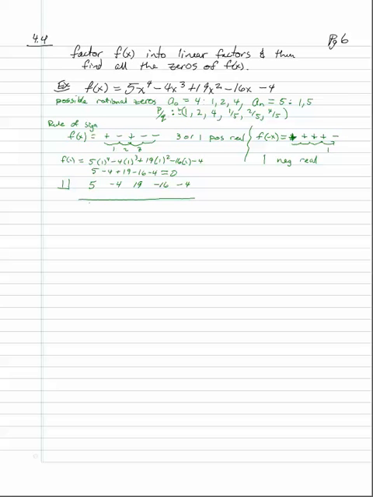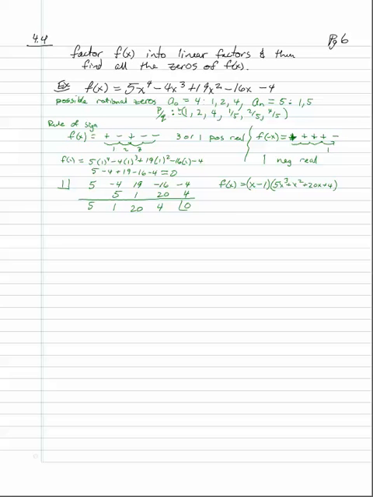So we're going to go 5, 1, 20, 4, 0. So now we have f of x is x minus 1 times the polynomial that is left over, 5x cubed plus x squared plus 20x plus 4. And we're going to factor that one.